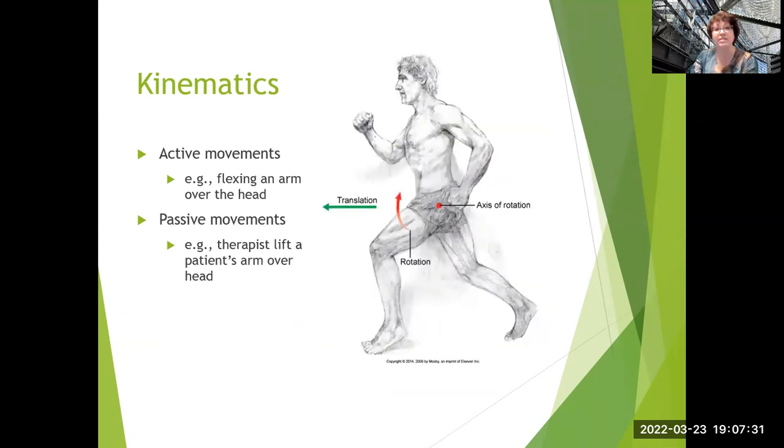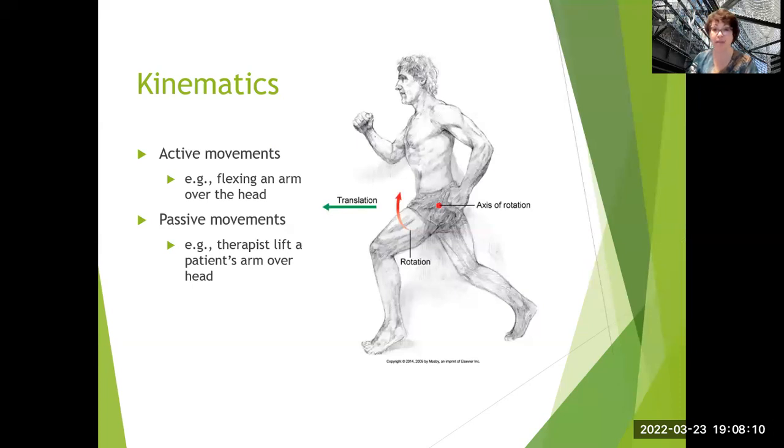Active movements are movements that you do with your own muscle. Passive movements are movements that you do because something else is moving you. Like the kid on the sled, that's a passive movement. They're translating because of gravity going down the hill, gravity and lack of friction because there's snow. With active movements, like the example in the PowerPoint of flexing an arm overhead, you're using your muscle to raise that arm. If the therapist is lifting that arm over your head, that's passive movement.